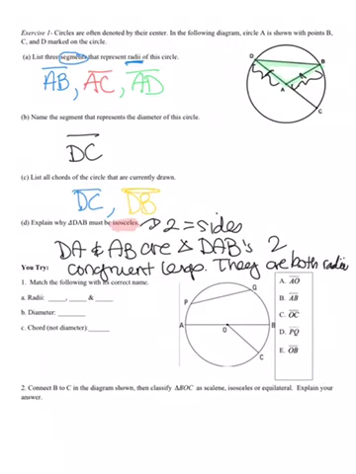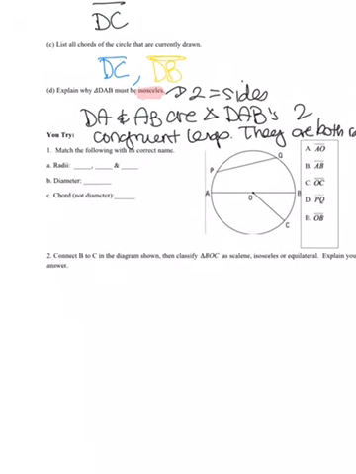All right, guys, so based on what you know about those definitions of segments within a circle, I want you to try this on your own. So pause the video. I want you to read these questions here and try to match the following with its correct name. The radii are which segments, the diameter is which segment, and what's the chord that is not the diameter. So pause this video now, give it a try, and check to see what you got.